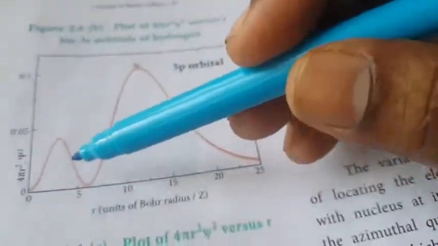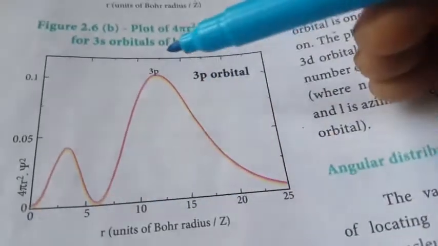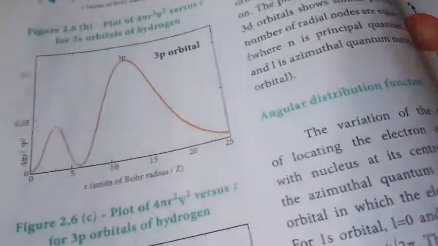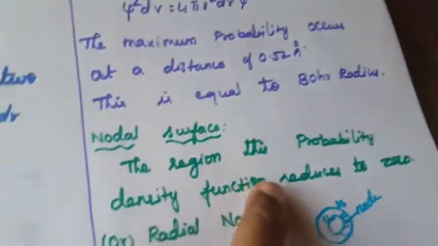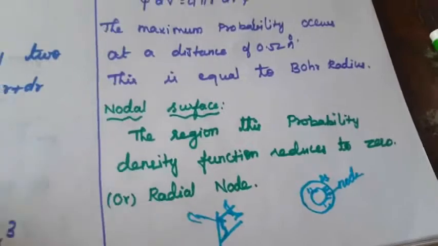Here also the 3p orbital is the same thing. The peak will increase and then decrease. So from this we can conclude that there is a radial node. What is meant by a radial node or nodal surface? It is the region where the probability density function reduces to 0.